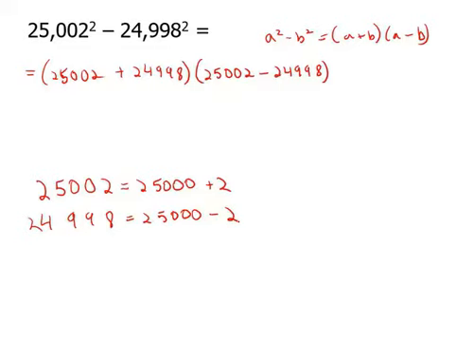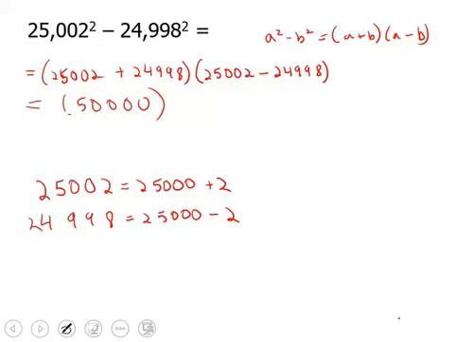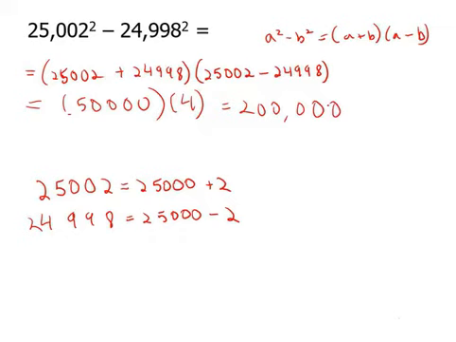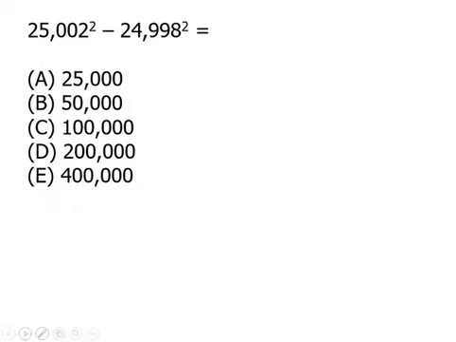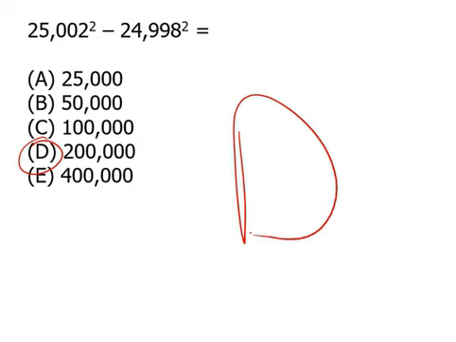If we add these two numbers, the plus and minus 2 cancel, we just get 25,000 plus 25,000. That's 50,000. If we subtract them, then the 25,000s cancel. We just get 2 minus negative 2. Well, 2 minus negative 2 is just 4. So we get 4. And so the whole thing just simplifies to 50,000 times 4. Well, 50,000 times 2 is 100,000. Times 2 again is 200,000. So we go back to the answer choices. We select 200,000, answer choice D.